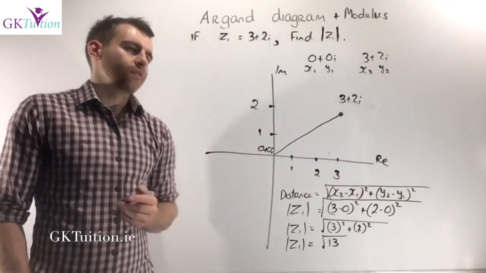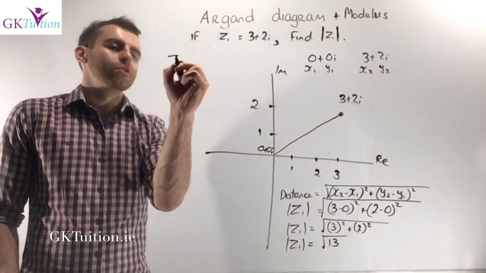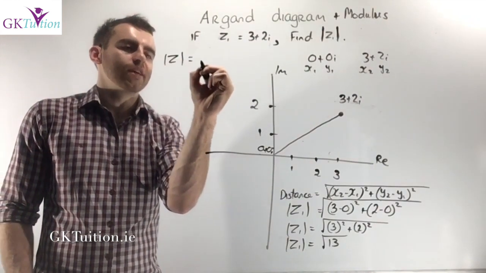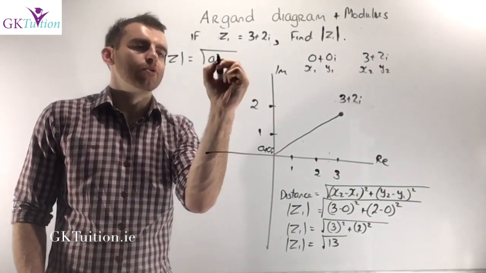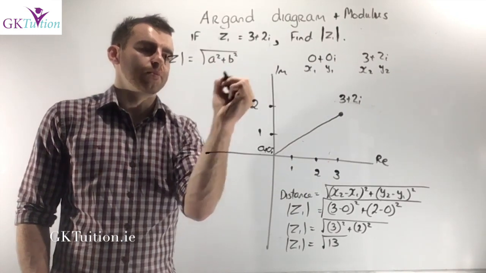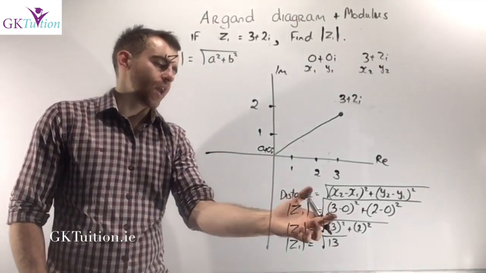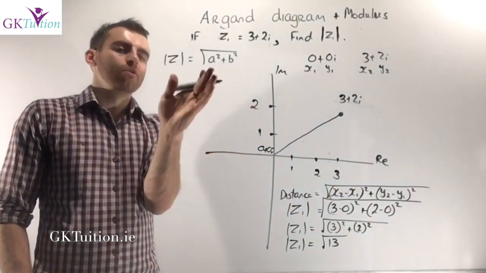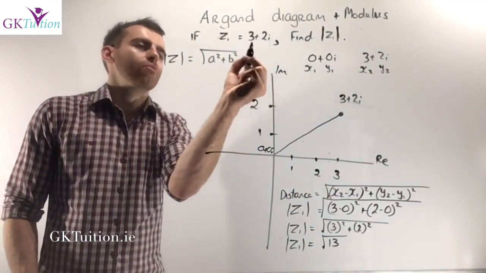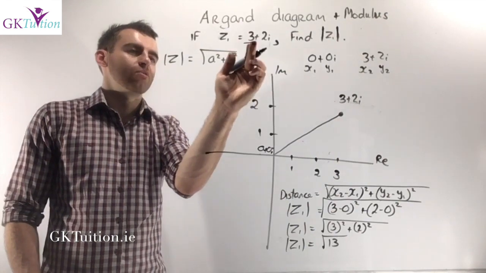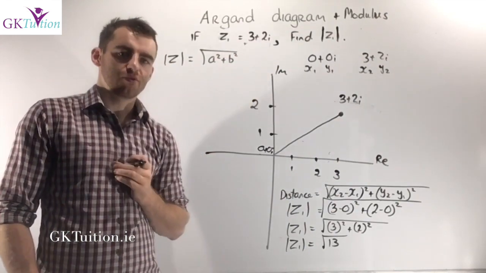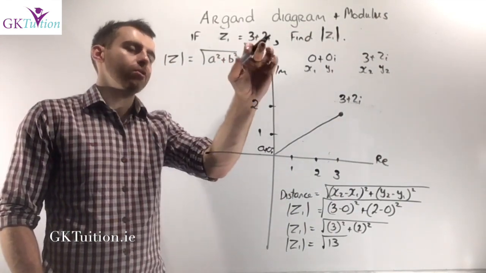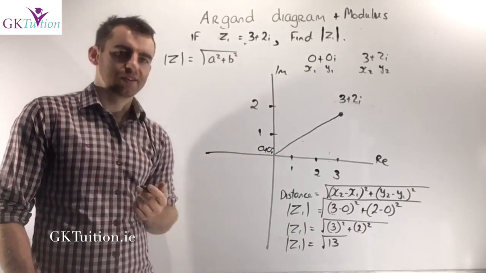However, you don't have to think of it like that. It's much easier. You can just think the modulus of any complex number is just the square root of a squared plus b squared. Because ultimately all you're ever going to end up with is 3 minus 0 or 2 minus 0. What I'm referring to is a there. A refers to the real number at the start, in this case 3. B refers to the number in front of the i, in this case 2.